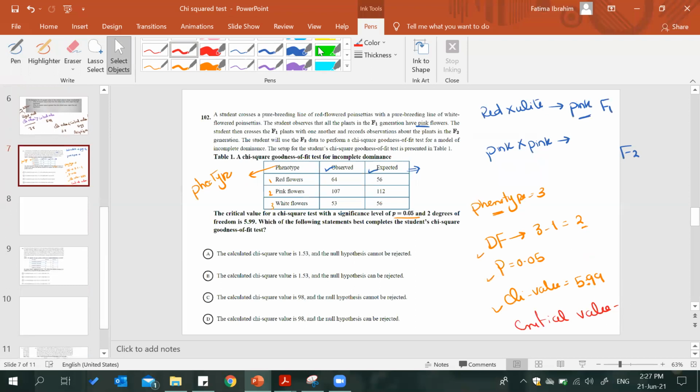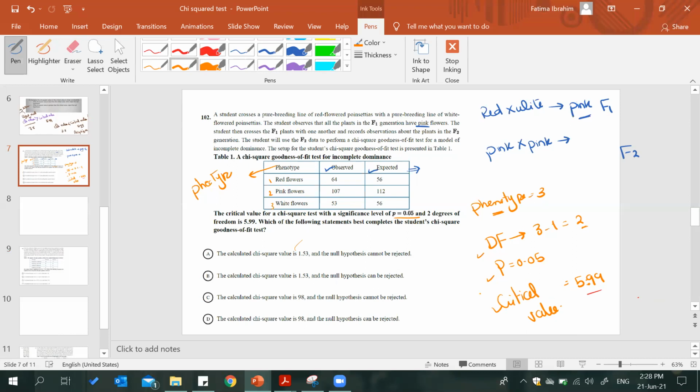Okay, so the critical value equals 5.99. So which among them is the best fit? No. Sorry, this is the critical value. There's something wrong. Okay, this is the critical value. Okay.